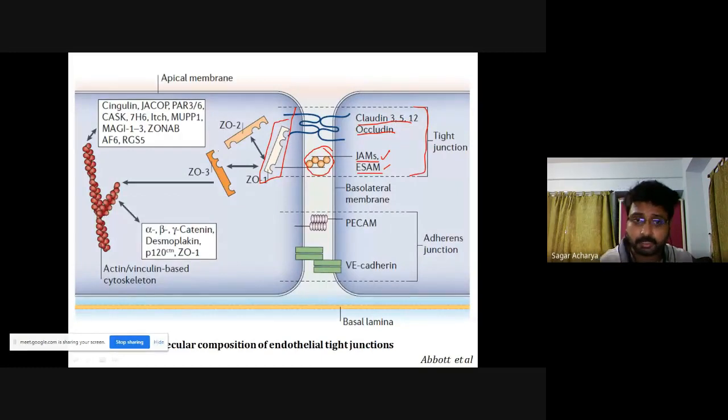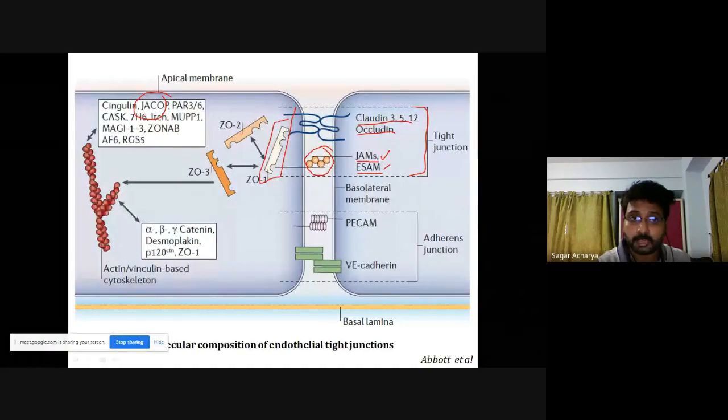The second-order adapter protein is called junctional associated coil protein. I think you have heard this name, JACOP. That is a very important protein in cellular function. JACOP and cingulin are other very important ones. These are the second-order adapter proteins.